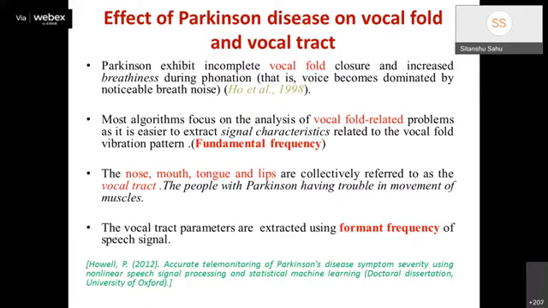Most of the algorithms focus on analysis of the vocal fold related problems, that is related to the fundamental frequency, and the working of the vocal tract, that is the nose, mouth, tongue, lips. They also create different shapes to the sound, and that also gets deteriorated whenever Parkinson's disease acts. Those are called your formant frequencies. So the fundamental frequency and formant frequency are the parameters that actually differ from a healthy person to a Parkinson's disease person, right? So we can capture those differentiations in the speech signal to identify whether it is a healthy one or a Parkinson's disease one.